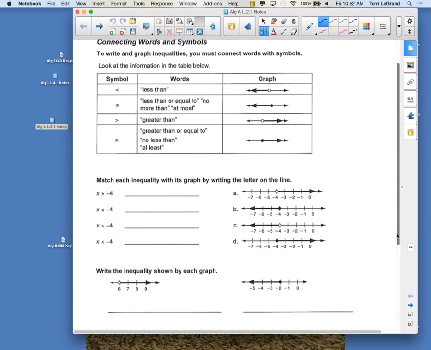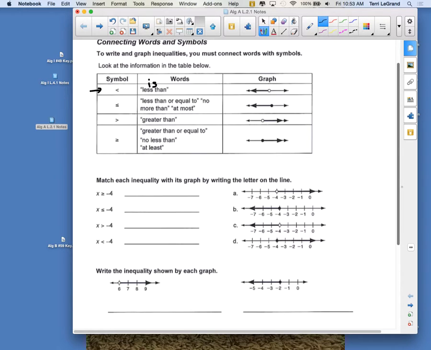So we are going to start with this symbol right here in our first row, less than. I do not like that they say less than because less than means subtraction. We're going to include the word is. So would you insert the word is in there? When we read that symbol, we're not going to say less than. We're going to say is less than.